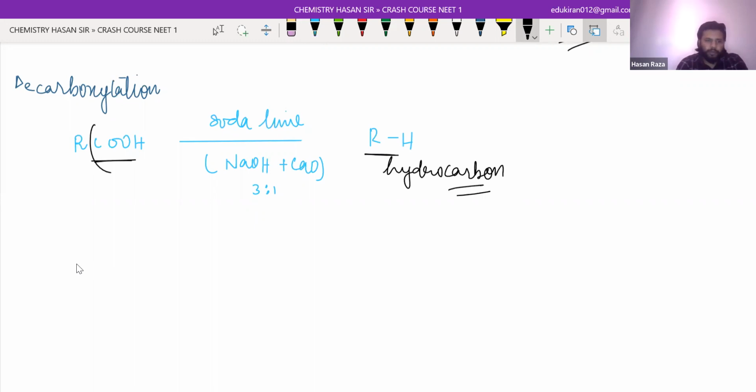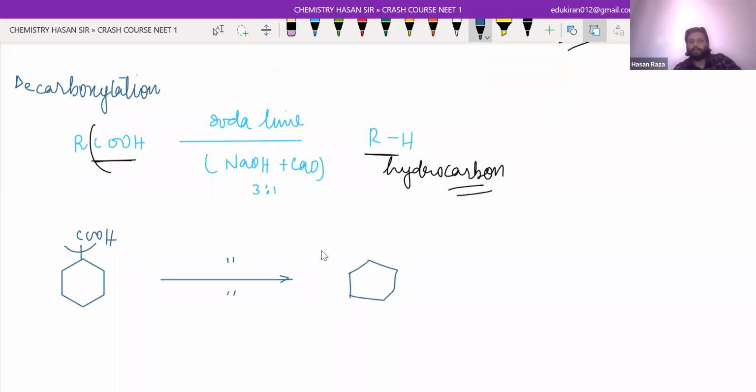So if I give you cyclohexane carboxylic acid, and you use soda lime on this, what will happen? This whole part will be eliminated and hydrogen will be added here. And you know that hydrogen, whether you want to show it or not, is not a big deal. So it will be converted into cycloalkane, cyclohexane. You can write.